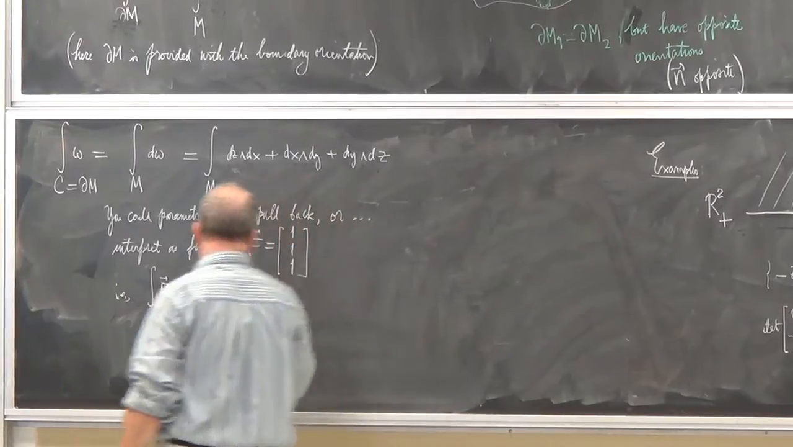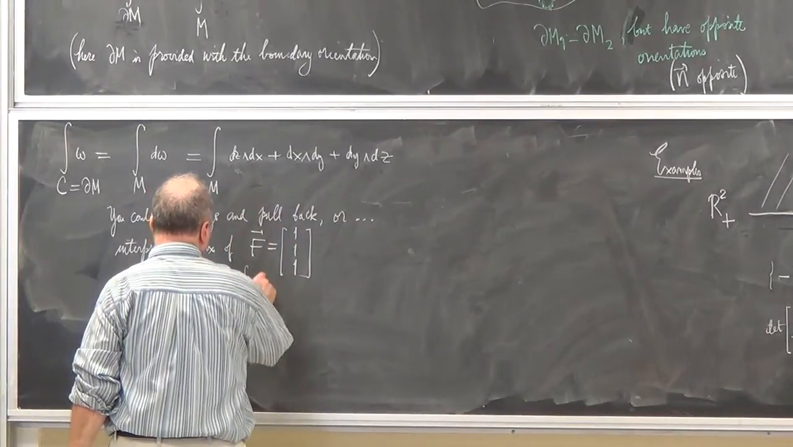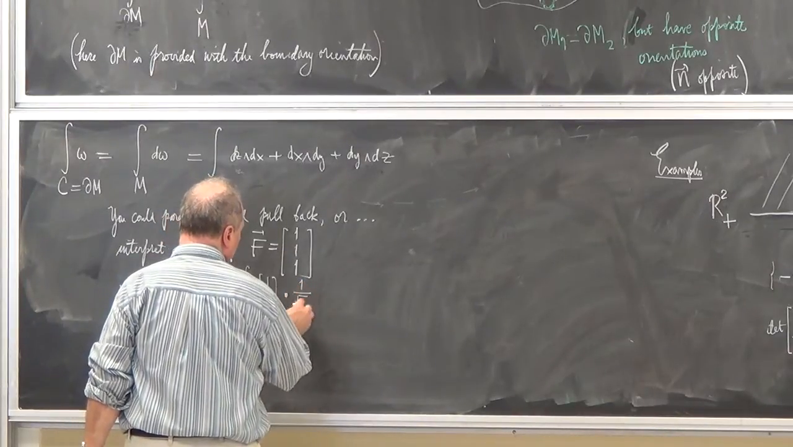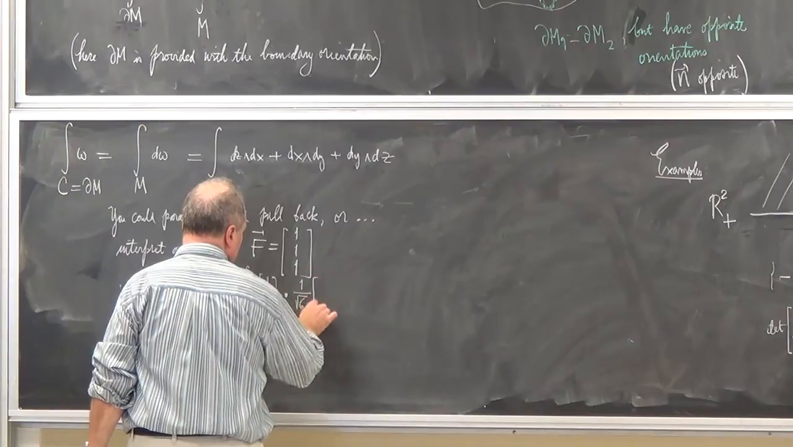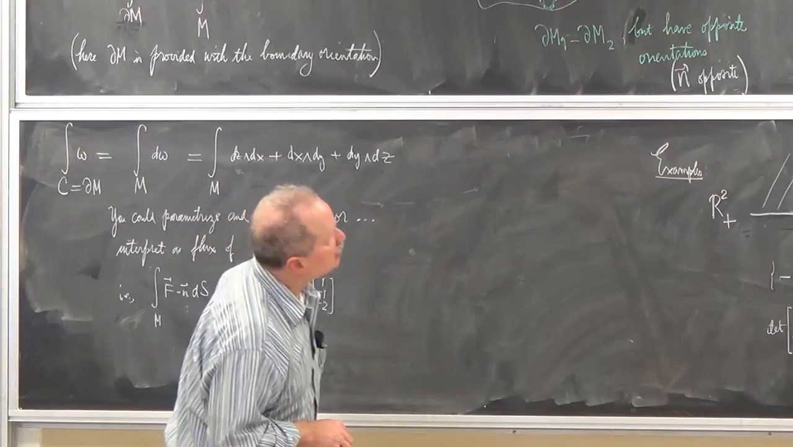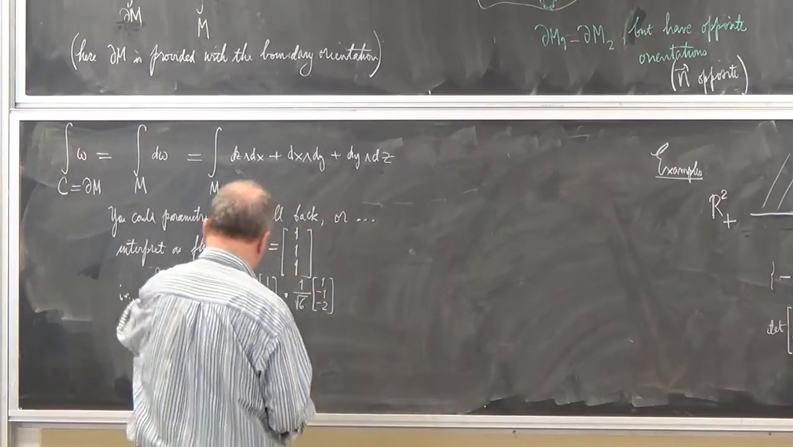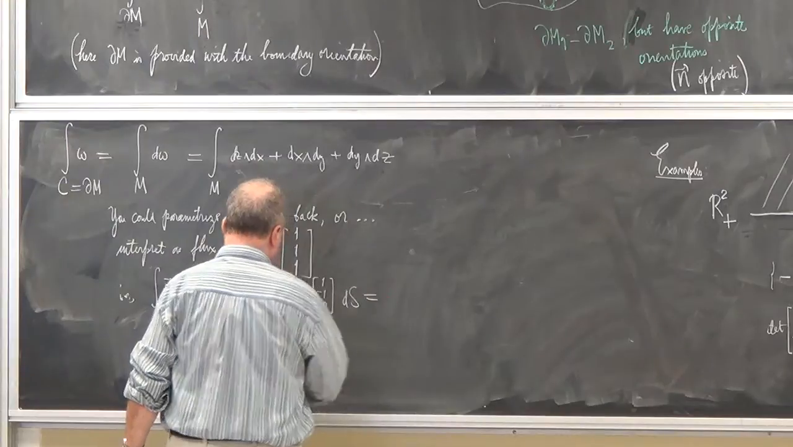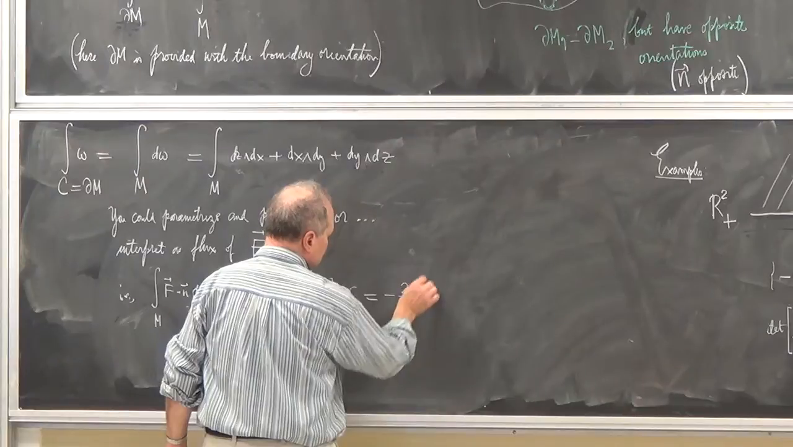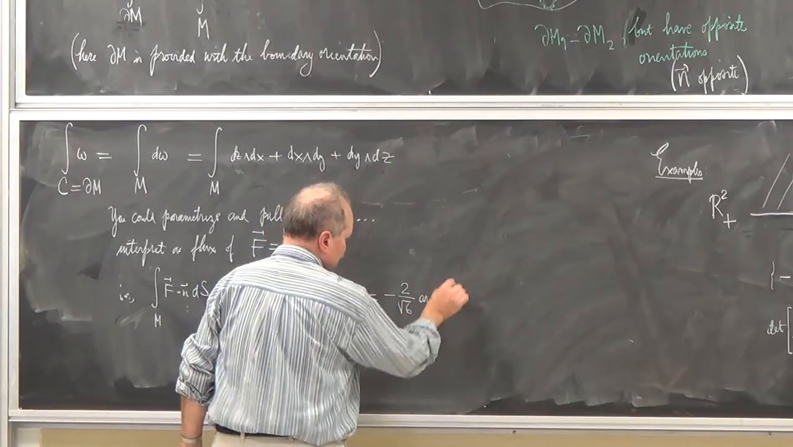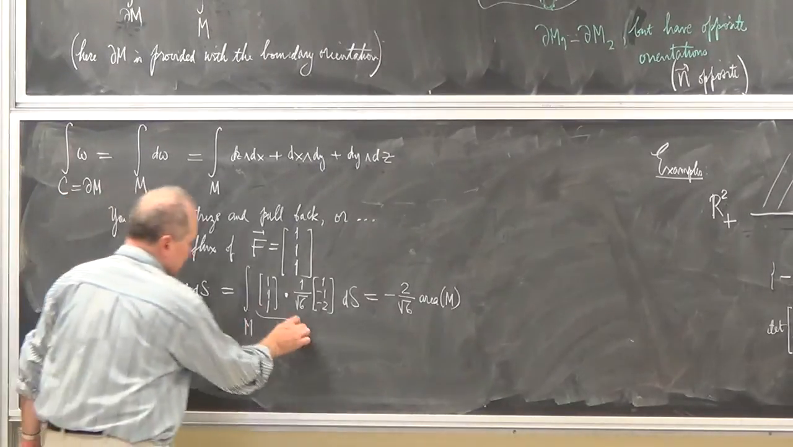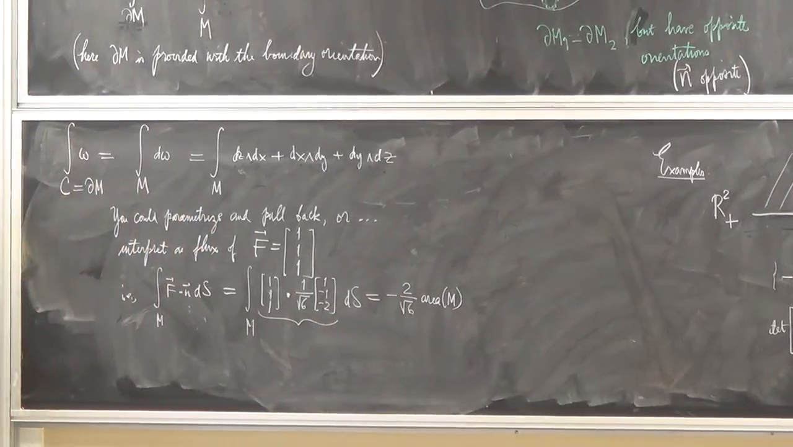So F is 1, 1, 1. N, Patrick says, is 1 over square root of 6 times (1, negative 1, negative 2). Is that right? So what do I get? I get negative 2 over root 6 times the area of the region. Agreed? This is a constant, which I believe I got correct.